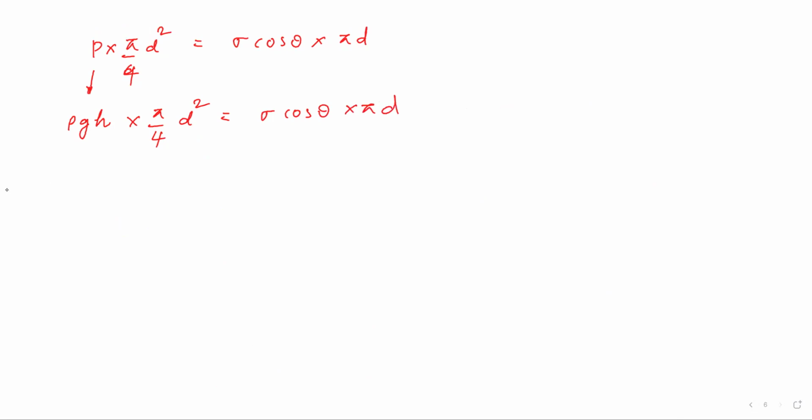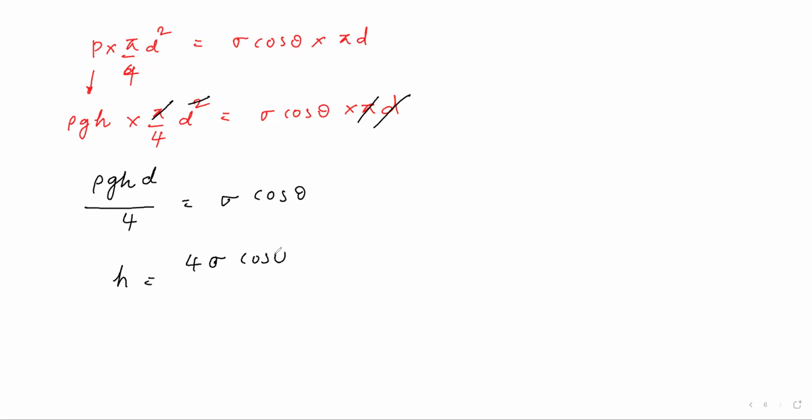So here pi will get cancelled, and d square and d will get cancelled. So what is left here? Rho g h into d divided by 4 is equal to sigma cos theta. Then what we need to calculate? h we need to calculate. h is equal to what you will get? 4 sigma cos theta by rho g d. So this is the equation.